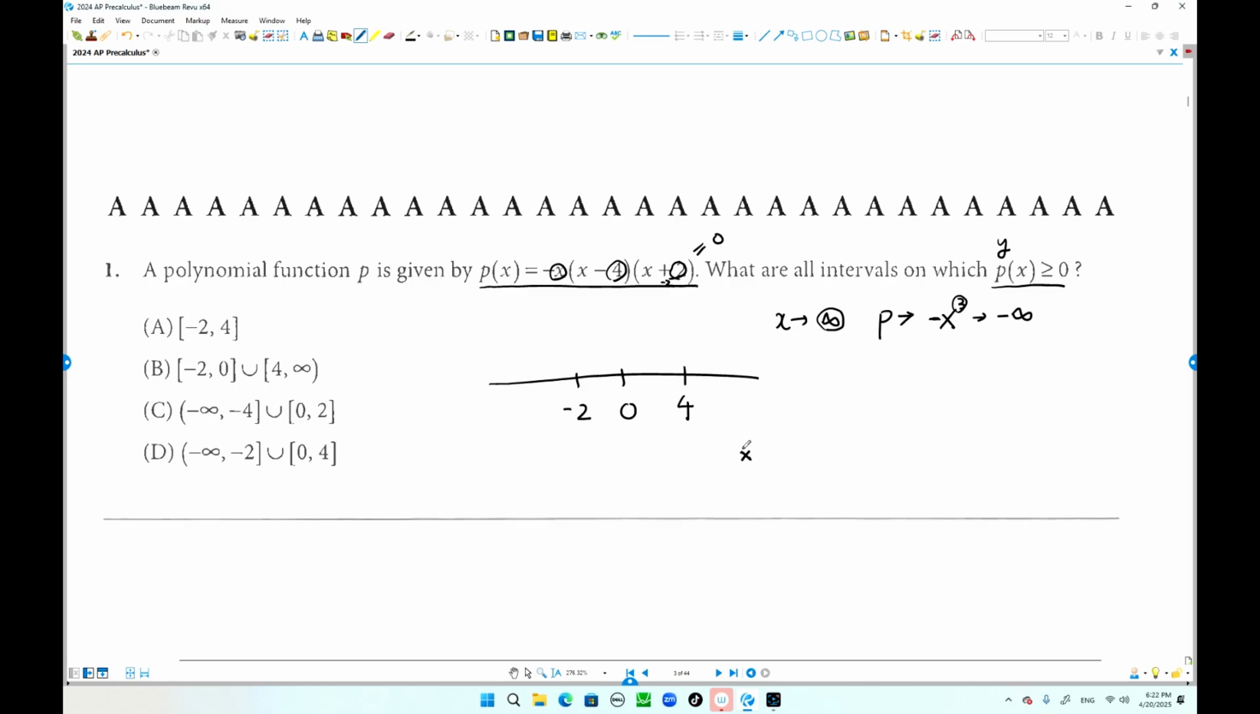So the final destination, right around over here, is going down. Using this, the multiplicity of all zeros is 1, so the graph crosses at each point: cross, cross, cross. Which interval has positive y values? y equals 0 here and here, including these two points. So the solution is negative infinity to negative 2 inclusive, and 0 to 4. Option D is the answer.